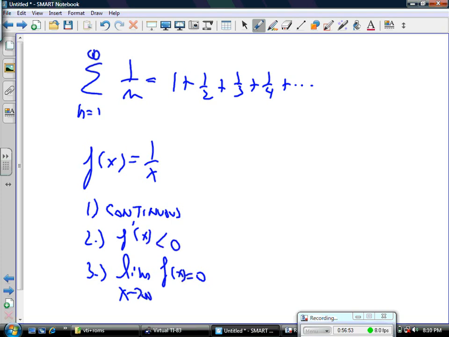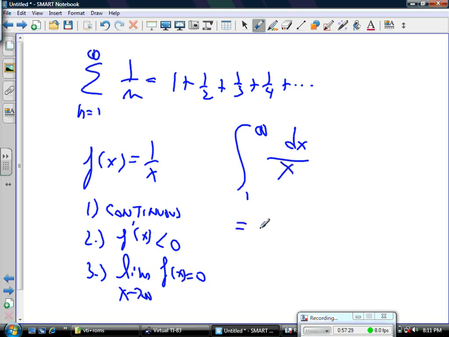Okay? If those three criteria are met, and you then do the improper integral from 1 to infinity of that function, if this area exists, this sum exists. If this area does not exist, this sum does not exist. Okay? That's the integral test. Are you ready? Do you remember how to do these? What's weird about this integral? It's improper, right? What kind? A, B, or C?